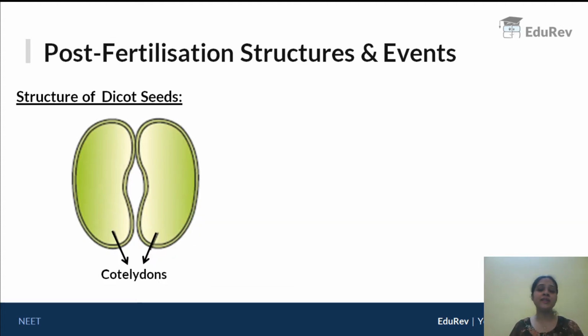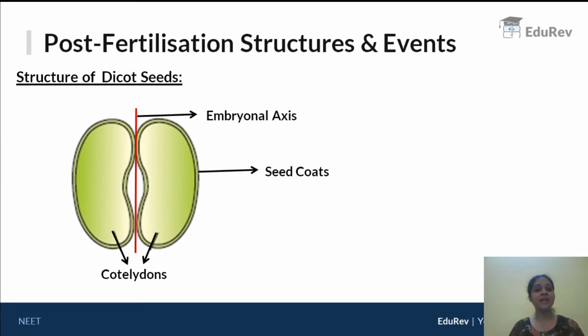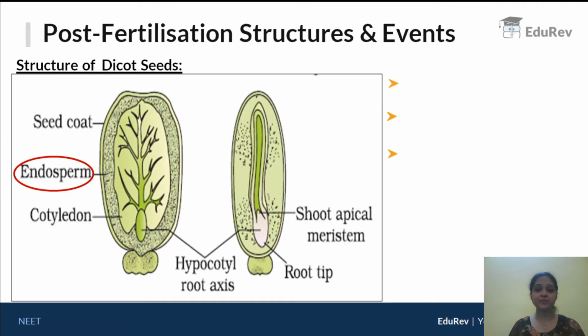Now to start off with seeds, let's start with the dicot seed. So here you can see the presence of two cotyledons indicating dicot, okay, and in the center you can very clearly visualize the red line that is drawn over there as the embryonal axis. So the dicot seed clearly has these two parts along with the presence of the seed coat on the outside. Now generally speaking, seed coats are two in number. We will very soon understand why two in number.